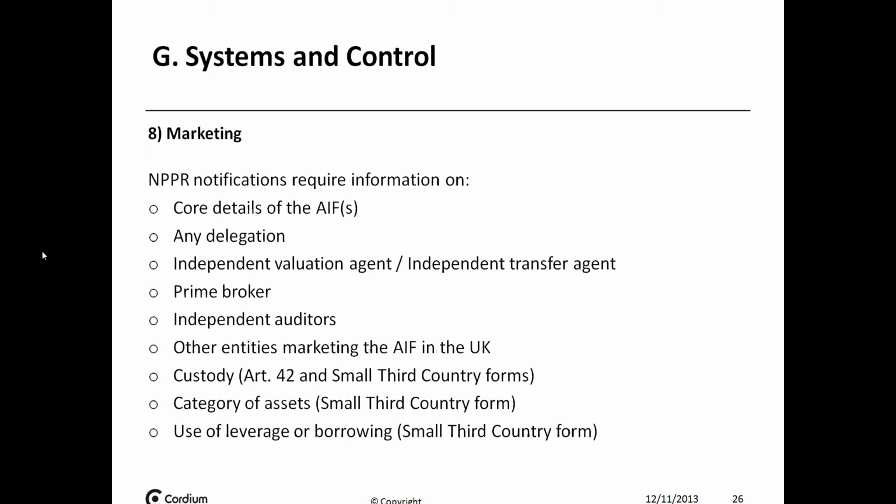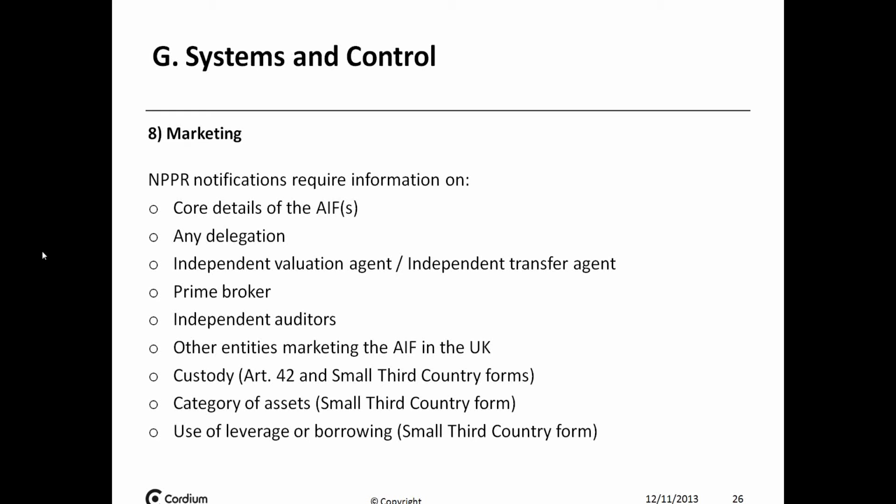Just in closing, some very quick information, the quick summary rather than the information required as part of the MPPR notifications. So you need to submit some basic information about the funds that you intend to market, information on any delegation arrangements you have in place, information on your valuation agents or your independent transfer agents, details about prime brokers, independent auditors, and any other entities that are marketing your AIFs on your behalf in the UK.